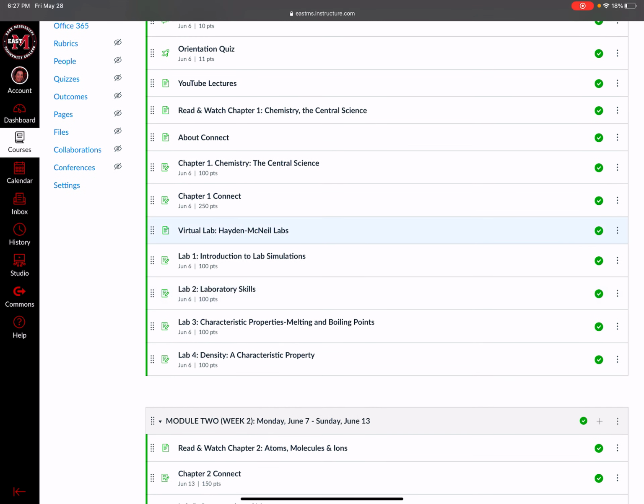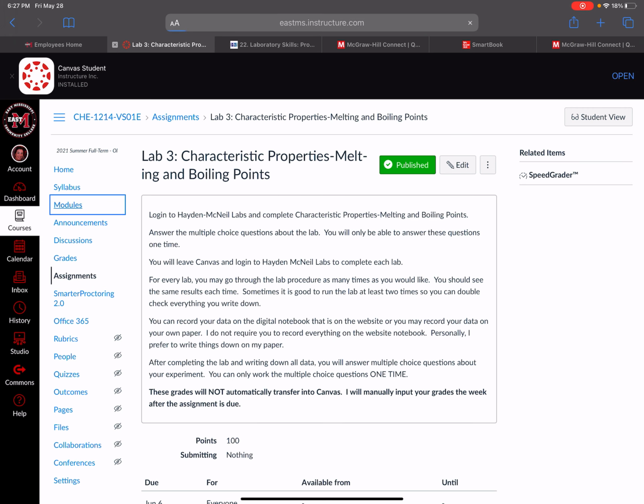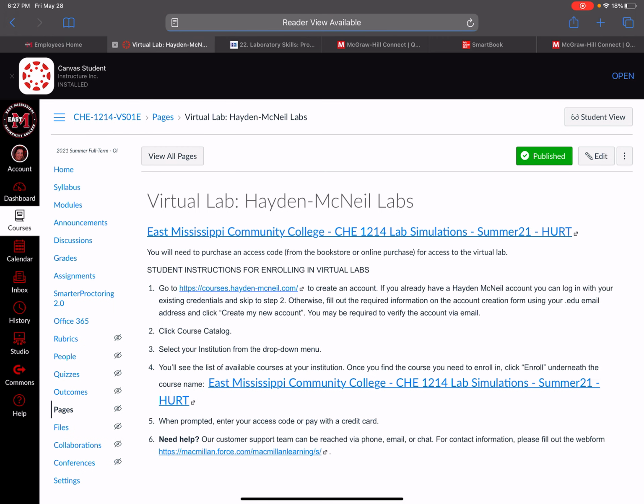The next things in here tell you how to purchase the lab. And then these are just telling you the labs you have to do. Okay, so how you'll do the lab. Again, you have to purchase it. The name of the course you're looking for is, there it is, East Mississippi Community College, CHE 1214, etc., etc.